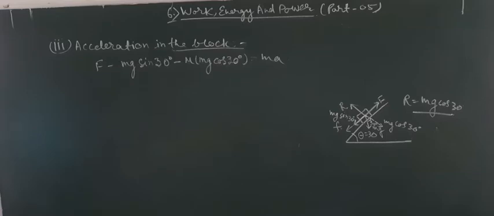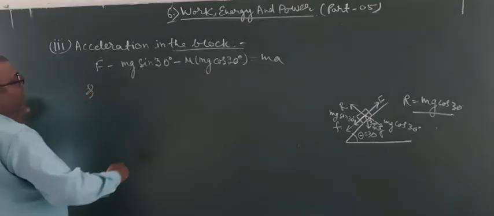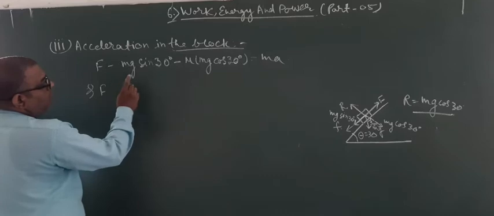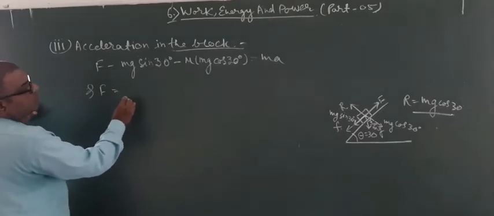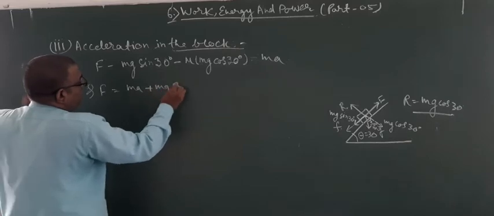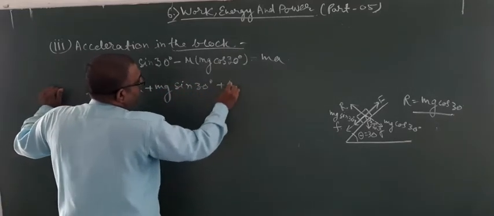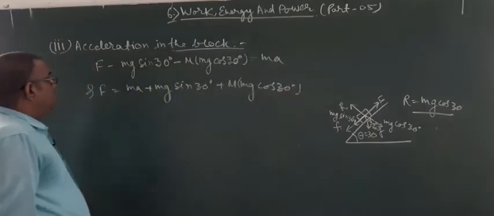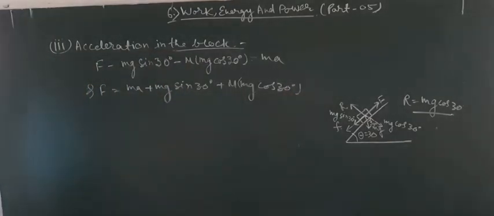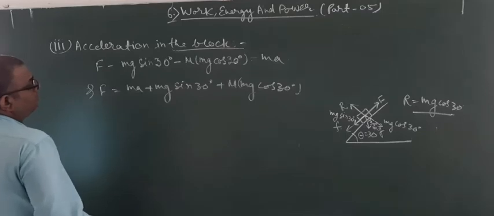Now shifting to that side, F is equal to ma plus mg sin 30 degree plus mu mg cos 30 degree. Now taking m common, or you can write here like this.